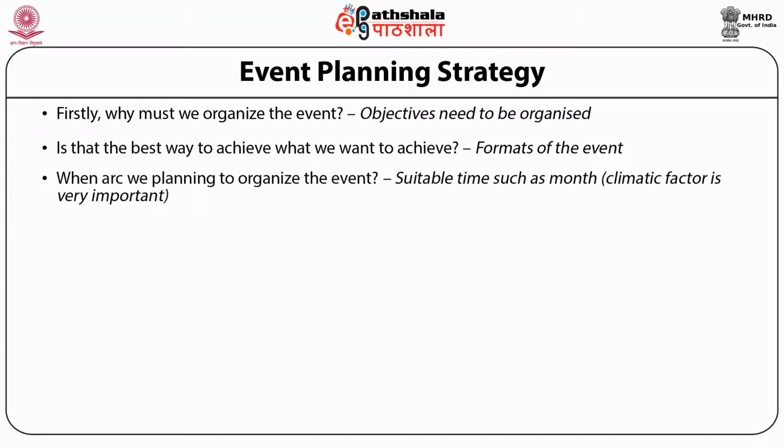Suitable time, such as month and climatic factors, is a very important thing. For example, in Delhi, most of the events take place in the months of November, December, and January because they are very pleasant months. Whereas in many international countries, where there is heavy snowfall, you cannot organize an event there because reaching those people would be a very big problem.